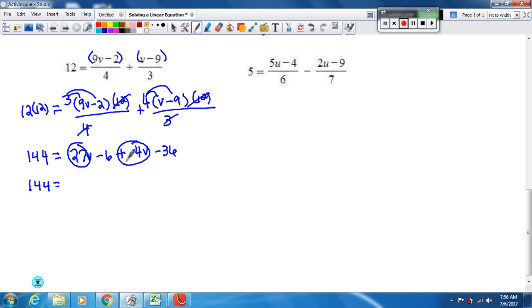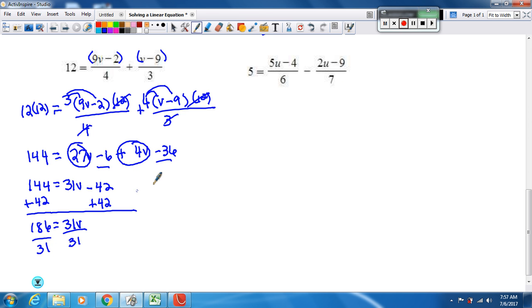27v plus 4 more v, that's 31v. And negative 6 and a negative 36 is a negative 42. I'm going to add 42 to both sides. 186 equals 31v. Divide both sides by 31. 186 divided by 31 is 6. Top cancels with bottom, so your answer is 6 on that one.